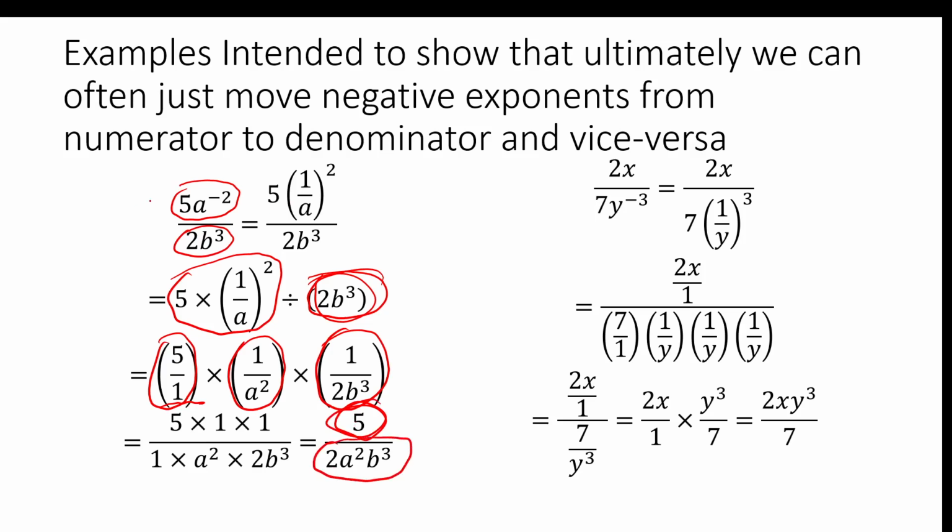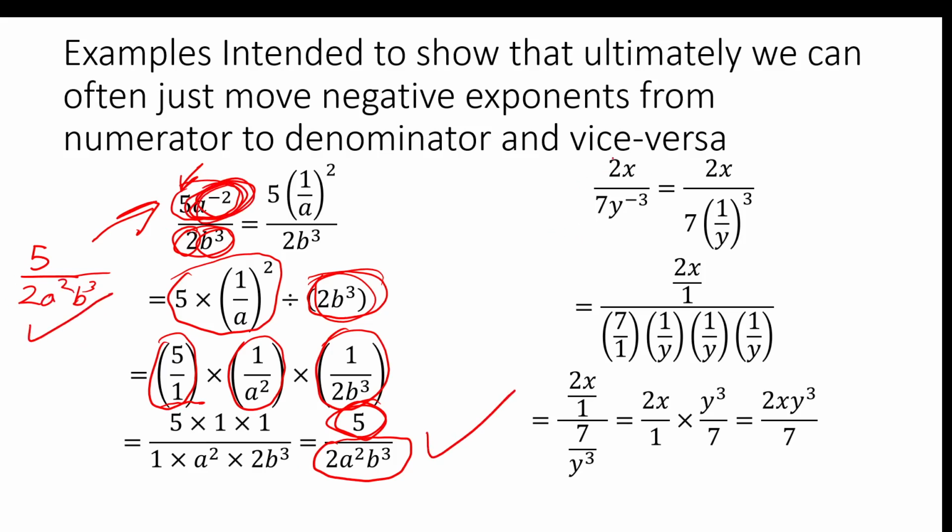And so that's what I'm trying to say to you. What you can do to make it a little quicker, since there's only one term up top and one term down below, is keep that 5 up top because its exponent is positive. Keep that 2 down below because its exponent is positive. Keep that b cubed down below because its exponent is positive. And that a to the negative 2 that you see here, that's the negative exponent, put it down below and make its exponent positive. And that's what we have. So it would have been quicker just to do that.